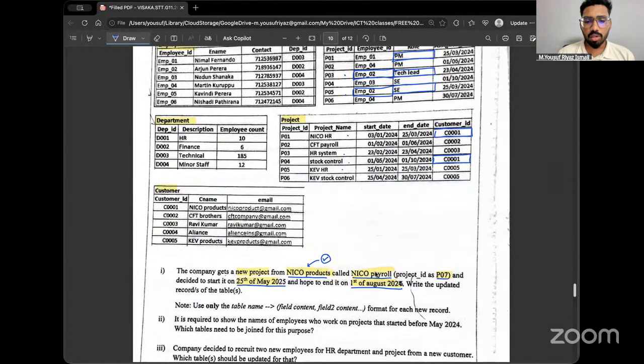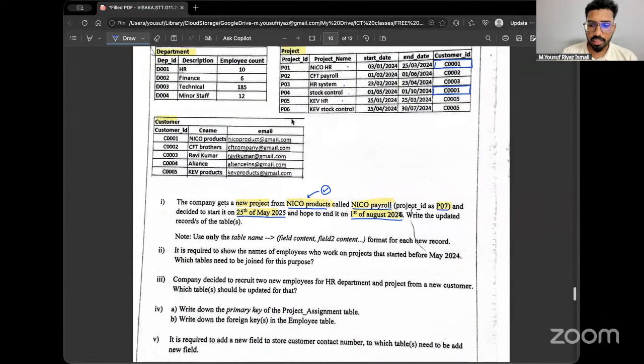So to show that, we are going to start a new project called Nico Payroll, and we're going to start it on 25th May and finish it on 1st of August. To show this, which table do you think we have to update? Perfect. We have to update the project table. The question says to use a specific format, mentioned at the bottom, so we have to follow that format.